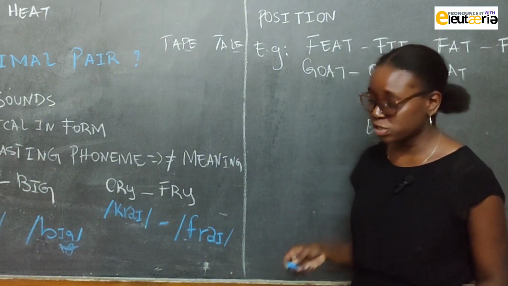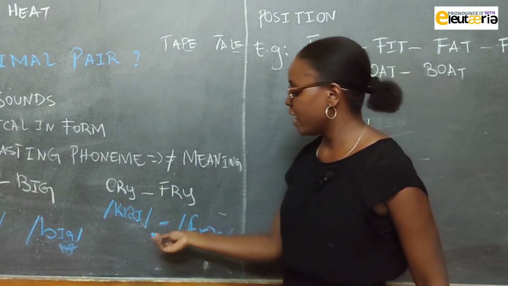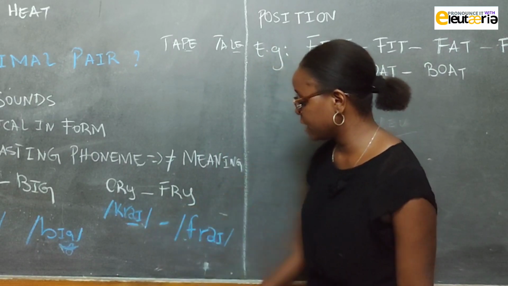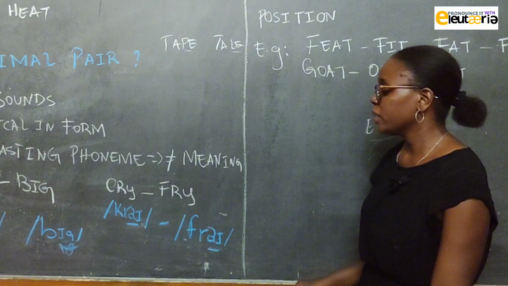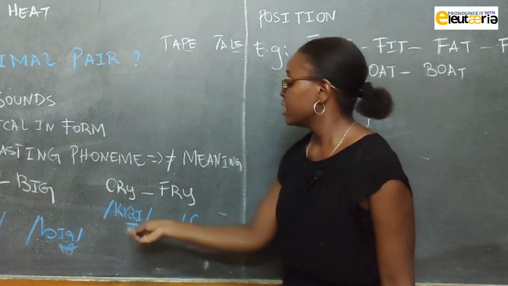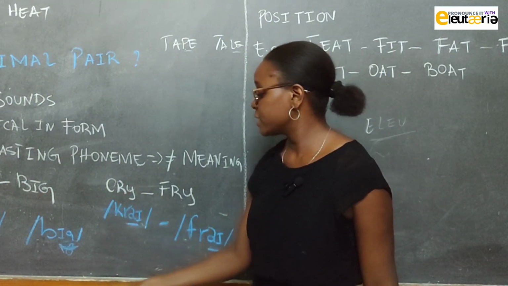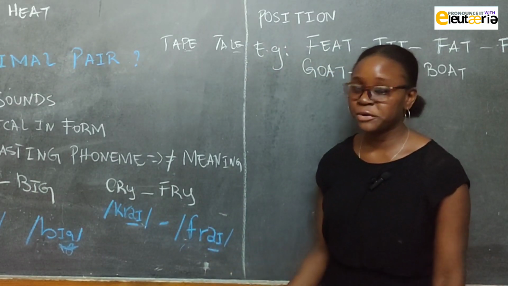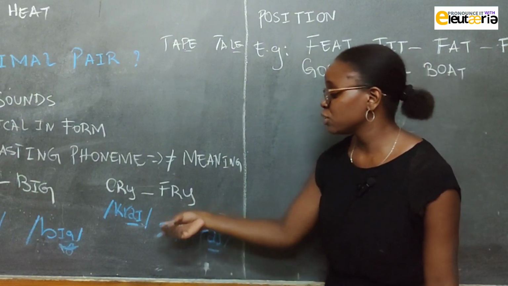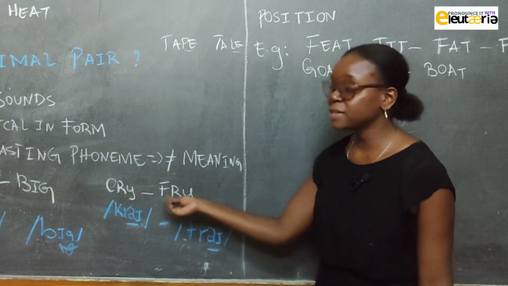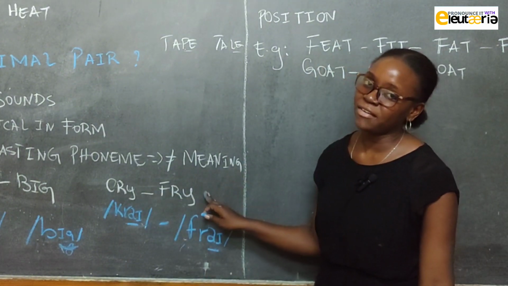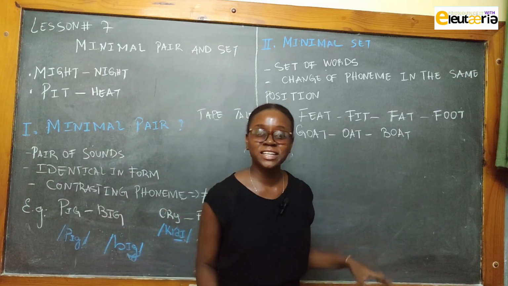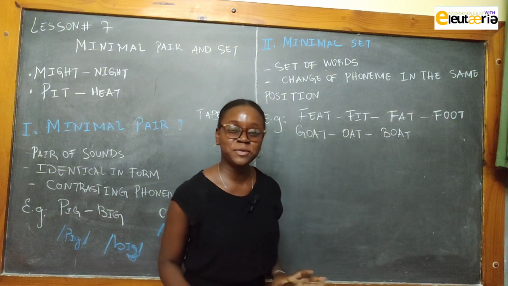From their phonetic transcription, we can notice that we have as a common sound the diphthong "ai" here and the diphthong "ai" here. What did we do then? We contrasted or replaced this sound "k" by "f". Therefore, we have two different words, two different meanings, but identical forms. So we have a minimal pair. So now we will see what is a minimal set. A minimal set, as the name suggests, we have more than two.